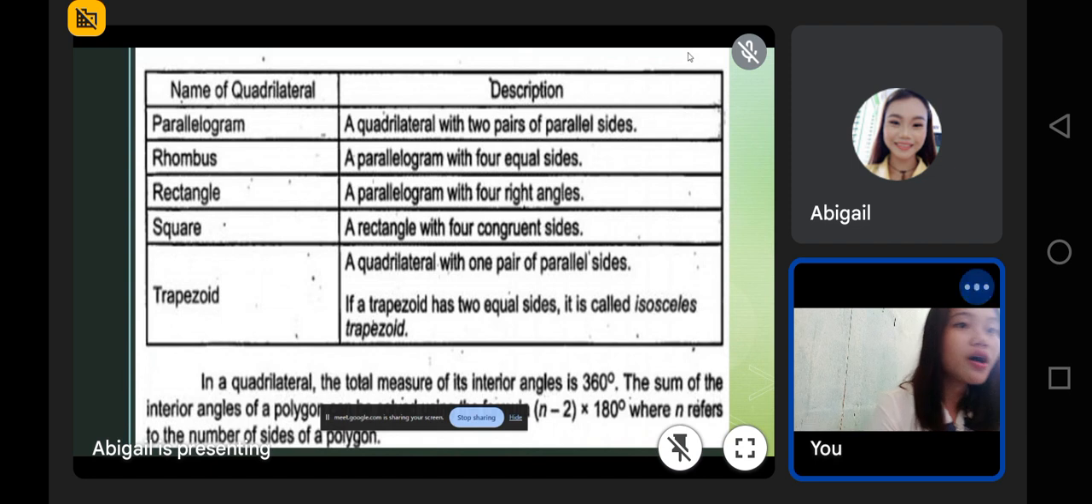And for the names, there are 1, 2, 3, 4, 5 quadrilaterals. The first one is the parallelogram, a quadrilateral with two pairs of parallel sides. The rhombus is a parallelogram with four equal sides. The rectangle is a parallelogram with four right angles. The square is a rectangle with four congruent sides. And the trapezoid is a quadrilateral with one pair of parallel sides. If a trapezoid has two equal sides, it is called an isosceles trapezoid.